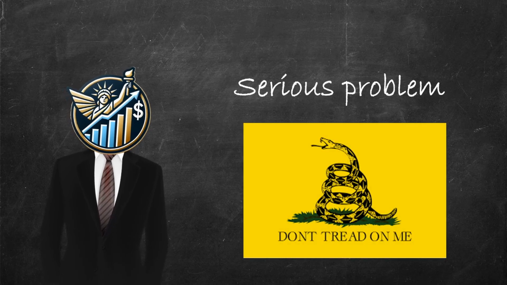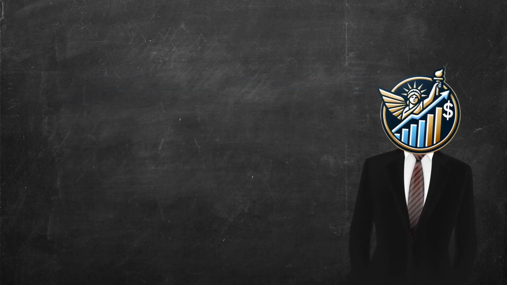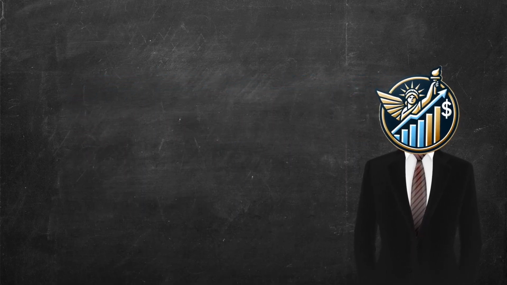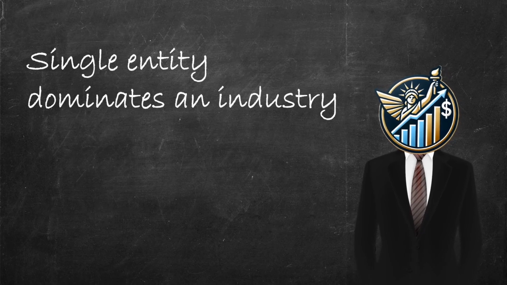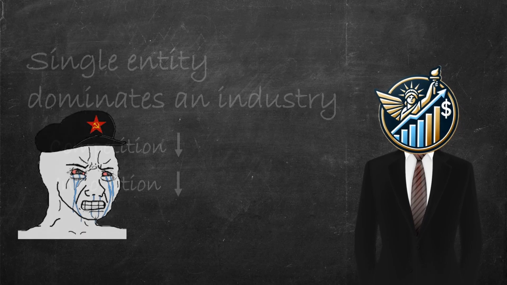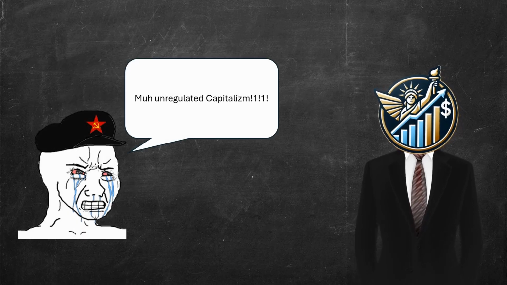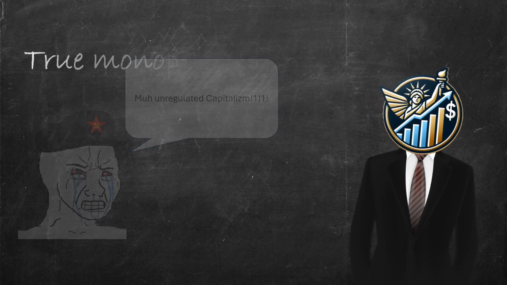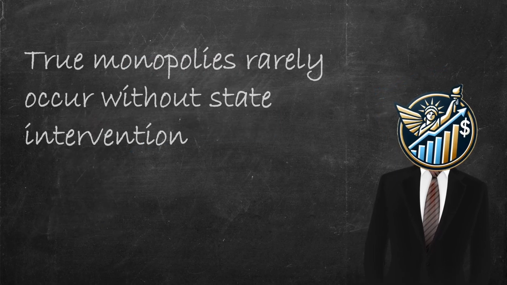To understand how governments create monopolies, we first need to define what a monopoly is. In its purest form, a monopoly occurs when a single entity dominates an industry, often leading to reduced competition and innovation. While critics of free markets often blame unregulated capitalism for monopolies, libertarians argue that true monopolies rarely occur without state intervention. Let's break it down.